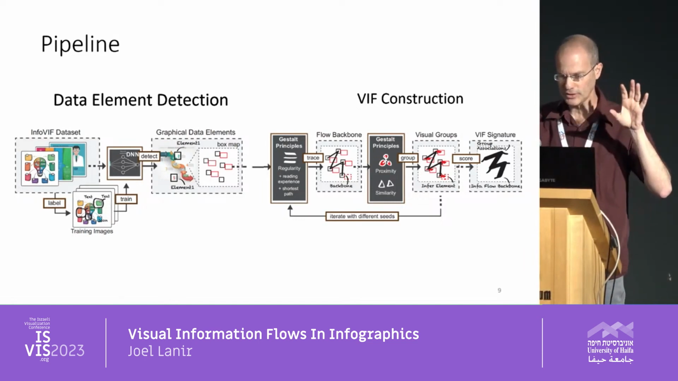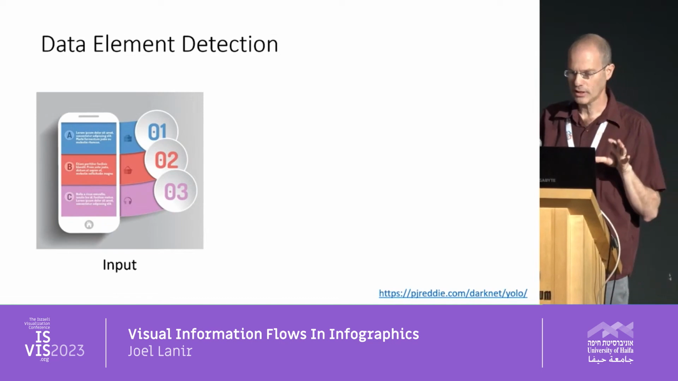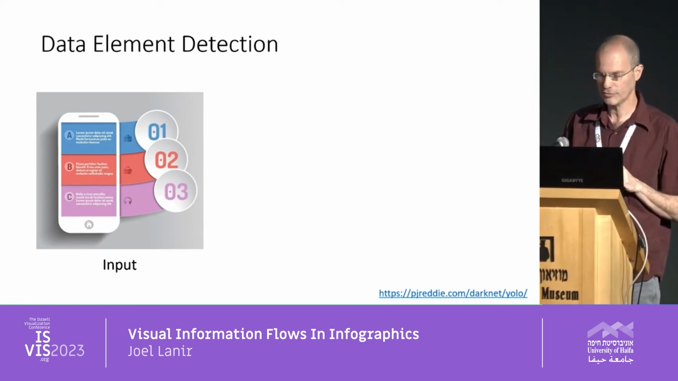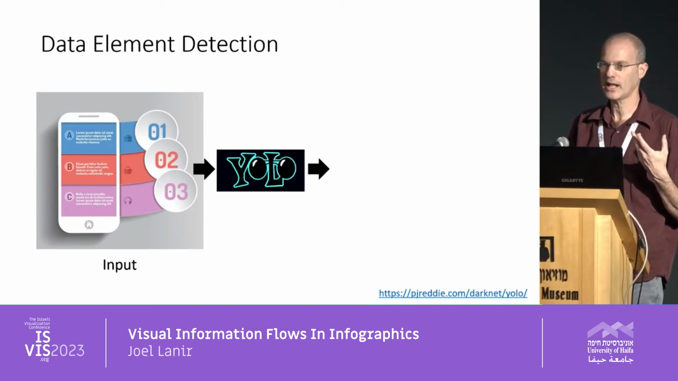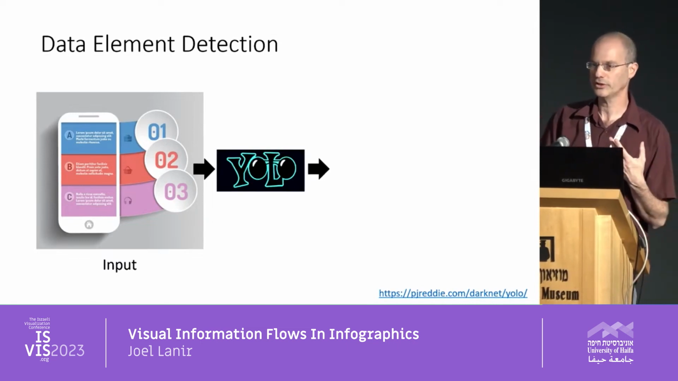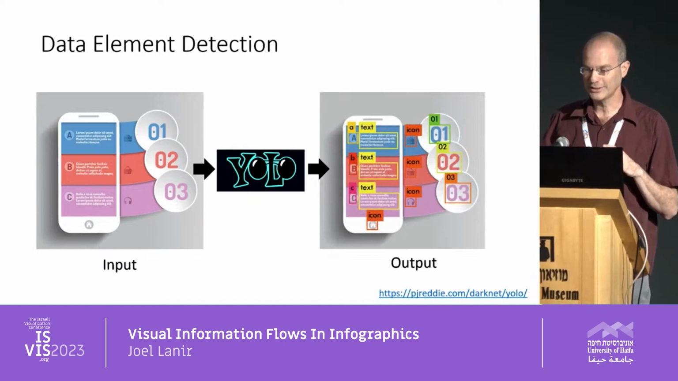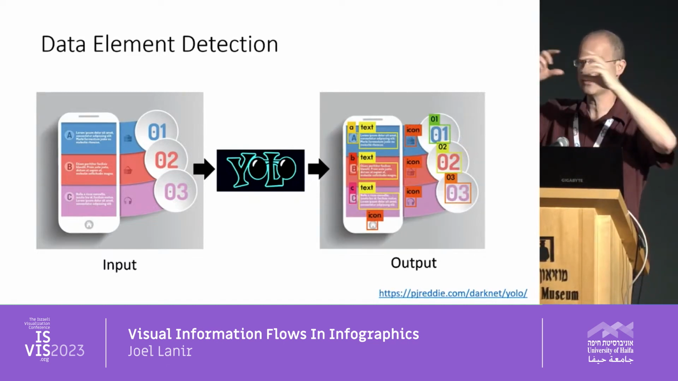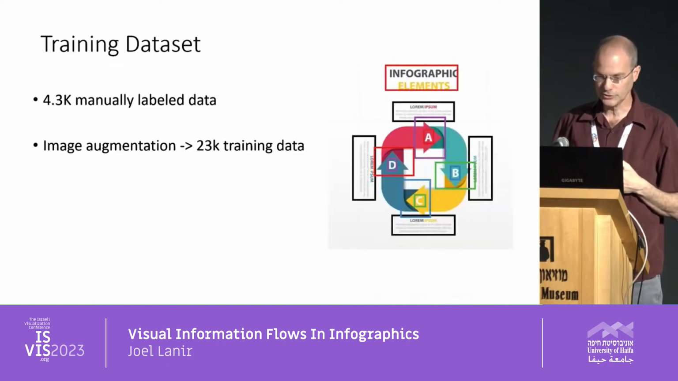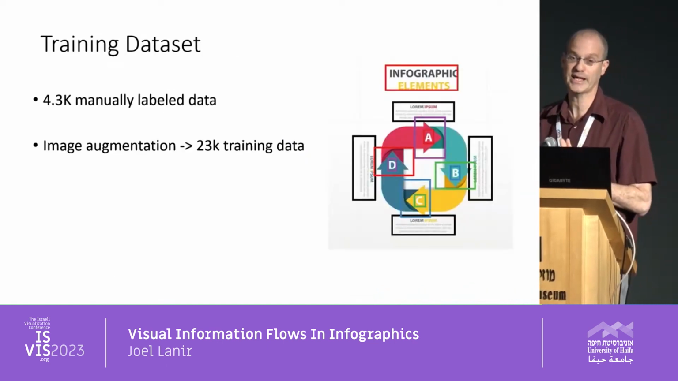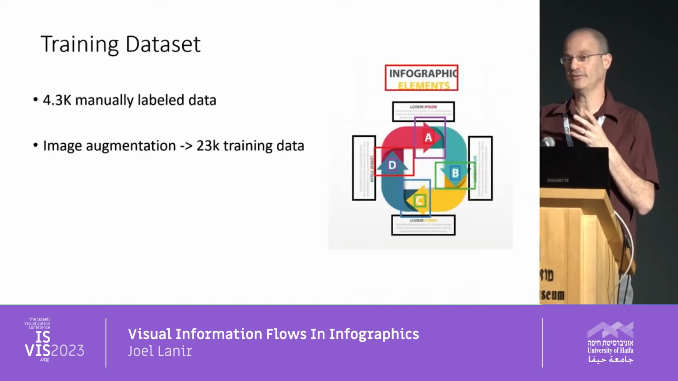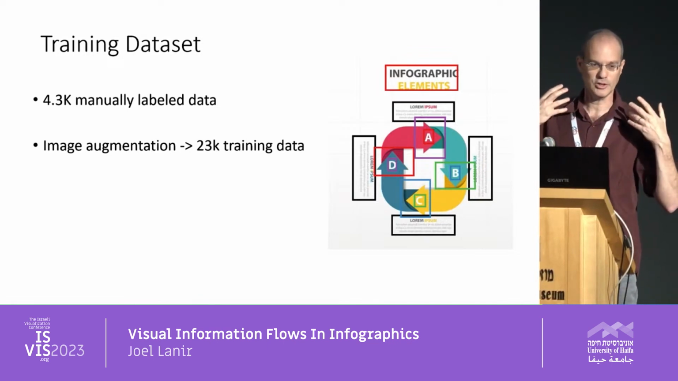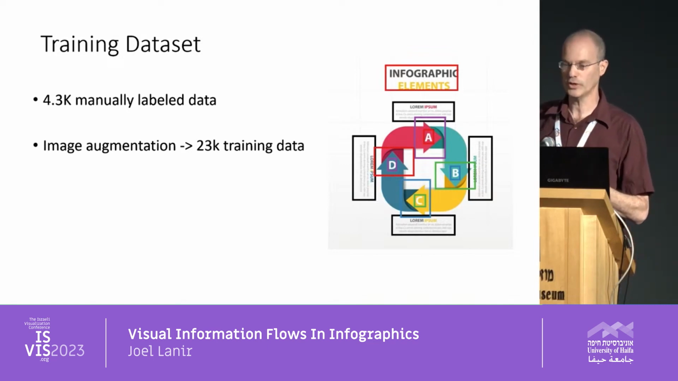So looking at the first part, data element detection, we had an input, which were our 14,000 infographics, and using an algorithm called YOLO, a neural network algorithm, we wanted to get bounding boxes of each data element, and to label them. This is text, this is numbers, etc. To do that, you have to have a training data set. Machine learning needs training, needs to understand.